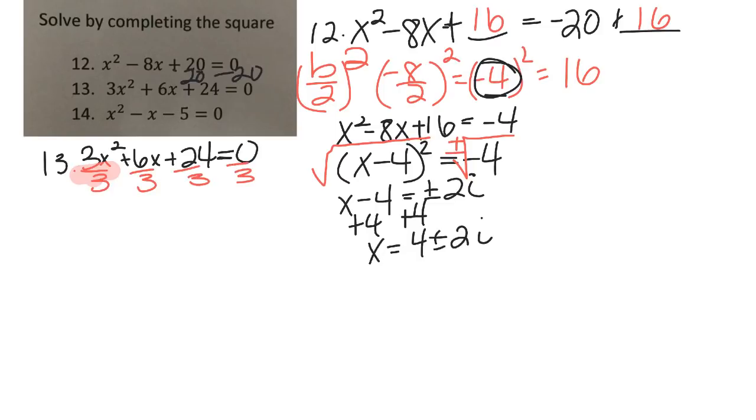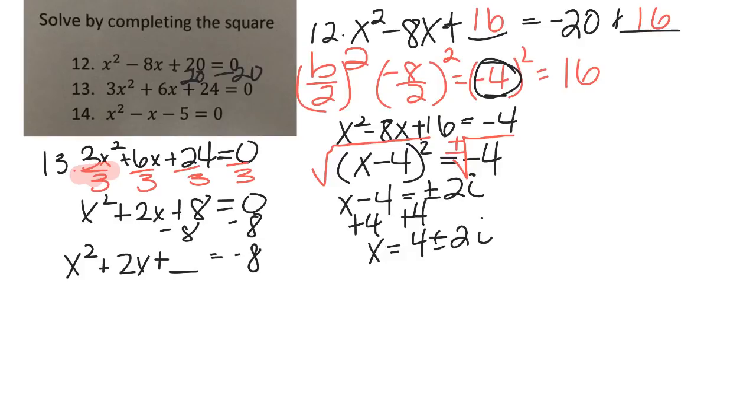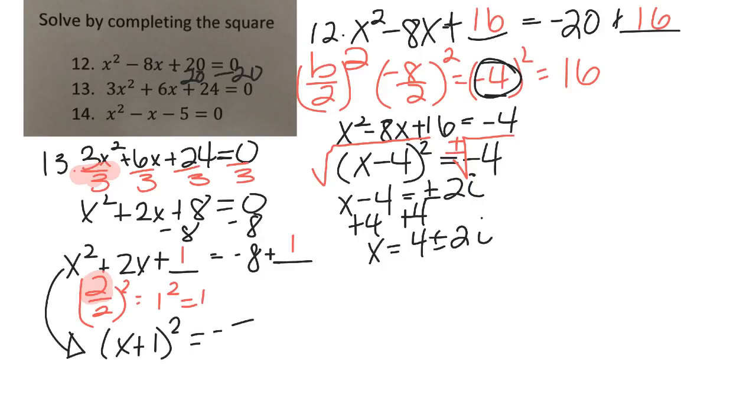And when we do that, we get x squared plus 2x plus 8 equals 0. I'm going to move the 8 to the other side. Plus something equals negative 8 plus something. So we get b divided by 2 squared, that's 2 divided by 2 squared is 1 squared, which is 1, so I'm going to add 1 to both sides. Then this factors to x plus 1 squared equals negative 7.